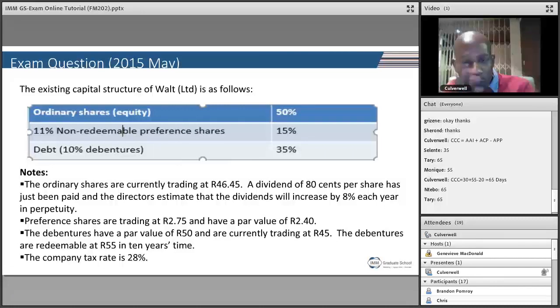Can you calculate the cost of ordinary shares? And then we'll move on to preference shares together. I'll give you 2 minutes. Let's calculate the cost of ordinary shares and then we'll be able to move on. And you are using the dividend growth model there.